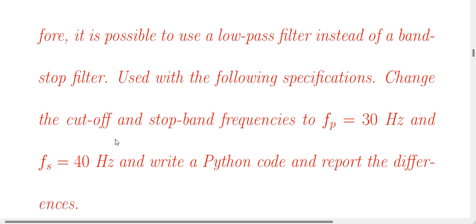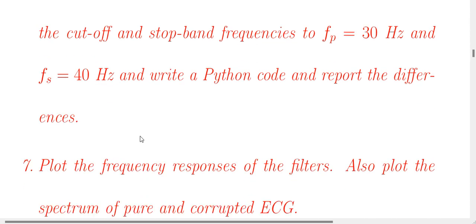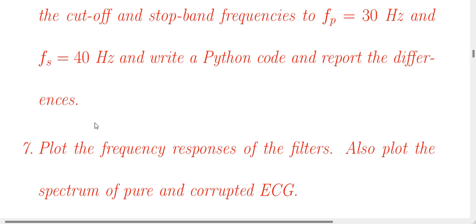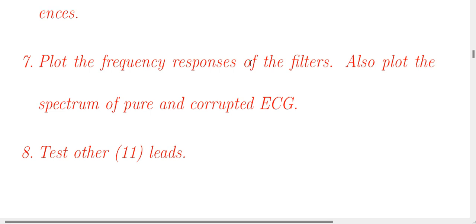Change the passband frequency to 30 Hz and the stop band frequency to 40 Hz, write Python code and report the differences. Which one do you prefer? Now, plot the frequency responses of the filters too. Also, plot the spectrum of pure and corrupted ECG.